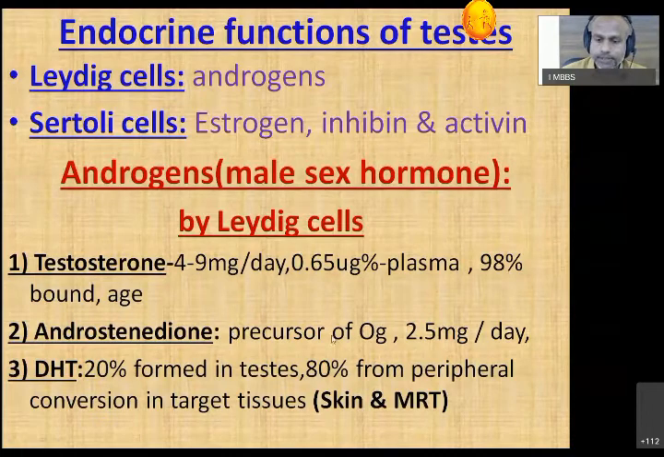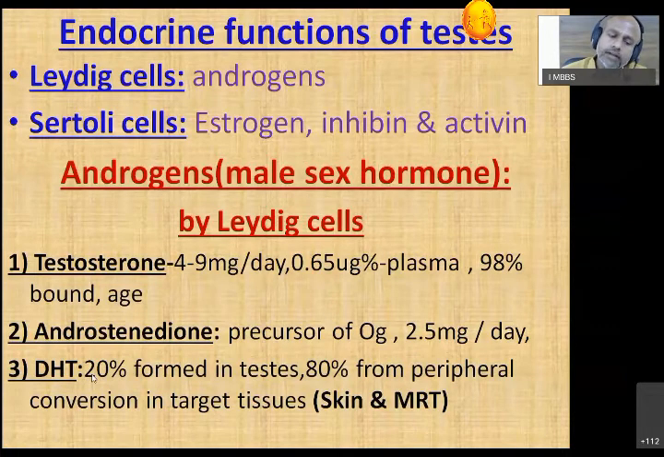Androstenedione is a precursor of estrogen. From testosterone and androstenedione, estrogen is formed by aromatization, by the presence of the enzyme aromatase. These are the two derivatives, testosterone and androstenedione, from which estrogen is formed. The target organs are the external genital organs, the external reproductive organs in males, and the skin.